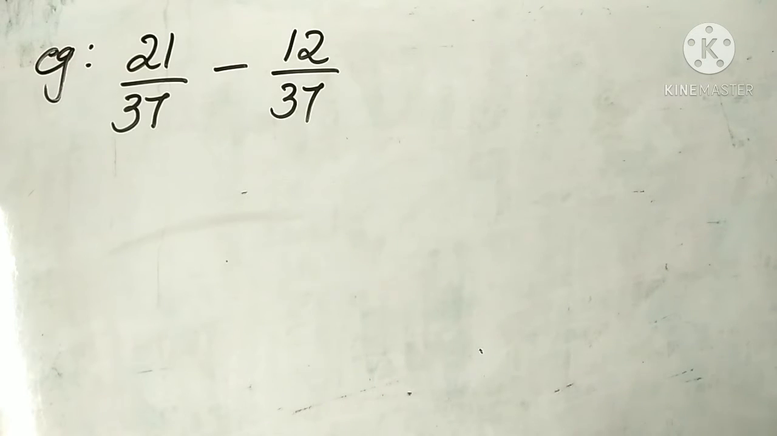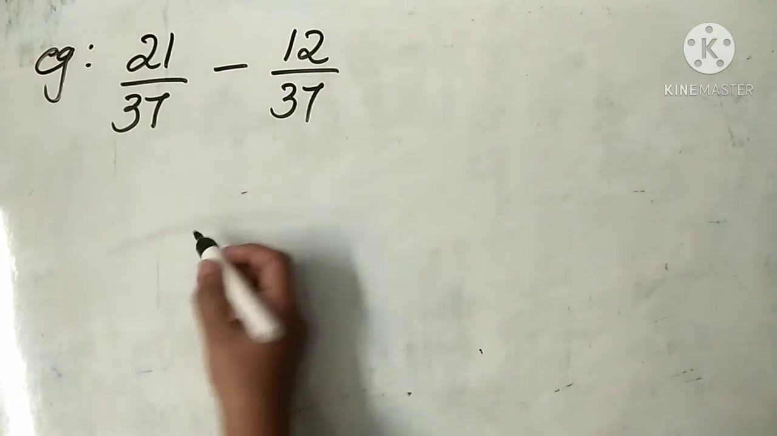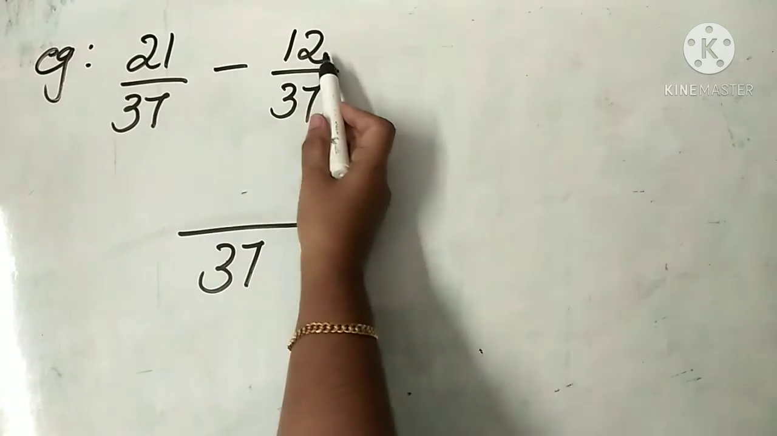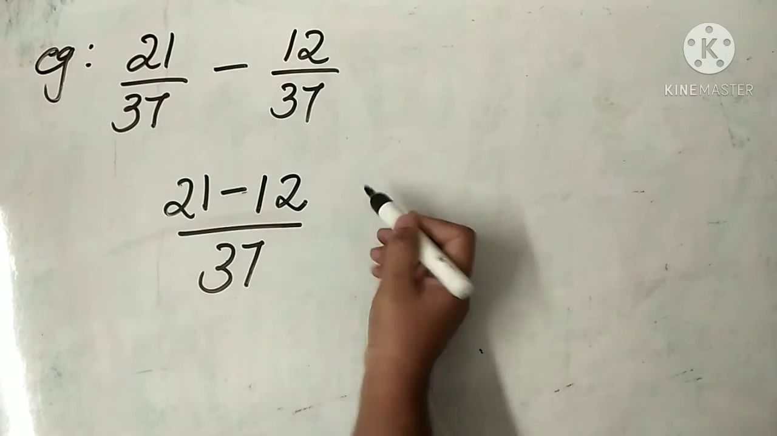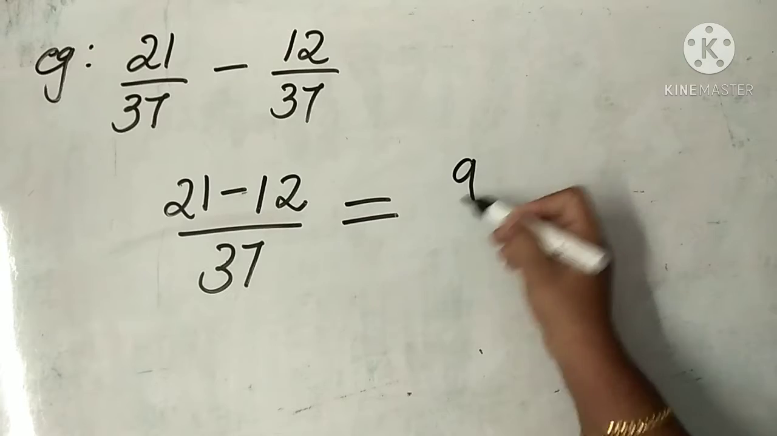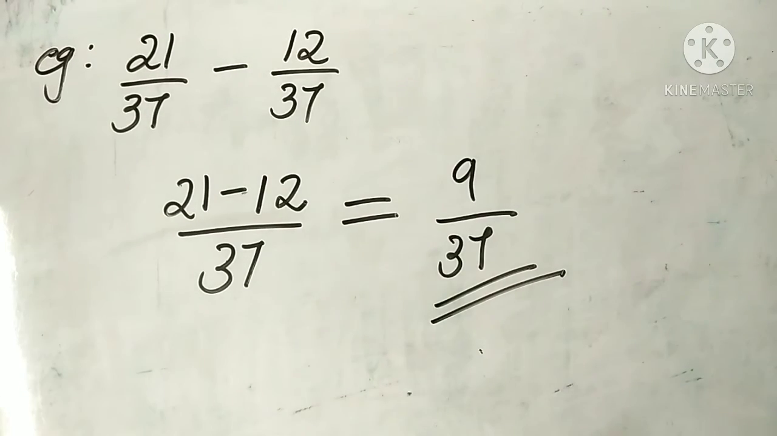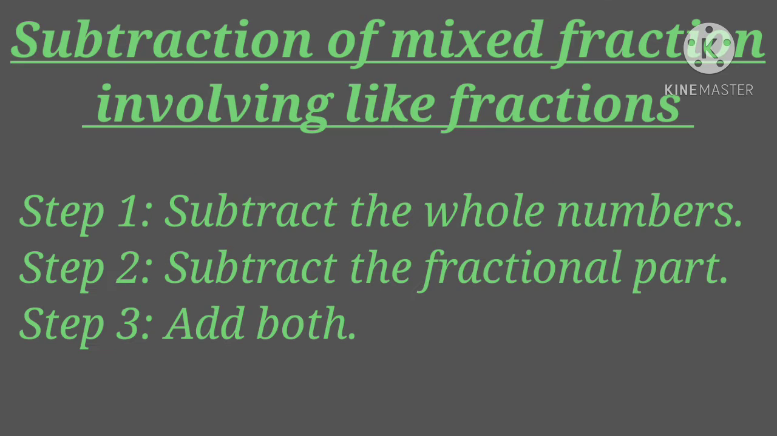Next question, 21 by 37 minus 12 by 37. Here also the denominators are the same. So we write the denominator as it is and subtract the numerators. 21 minus 12 is 9 by 37. This is the answer. Next topic, subtraction of mixed fractions involving like fractions.